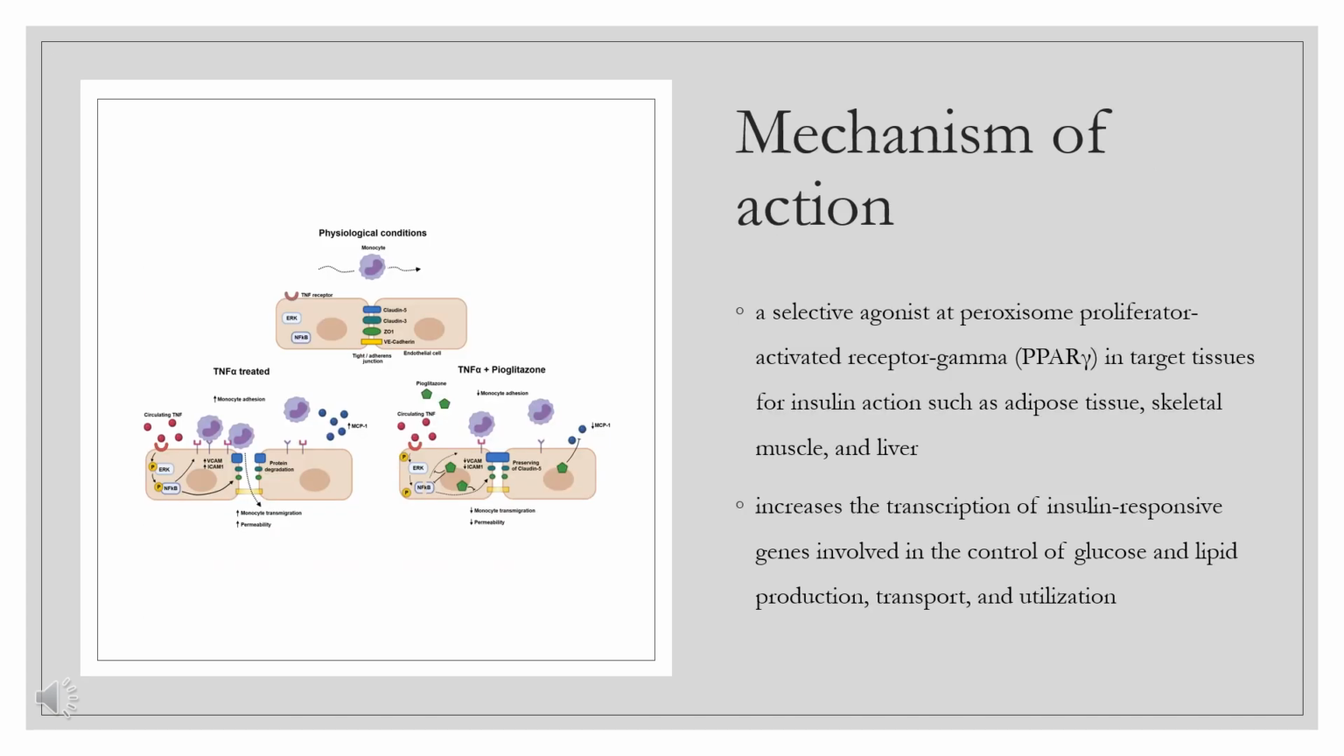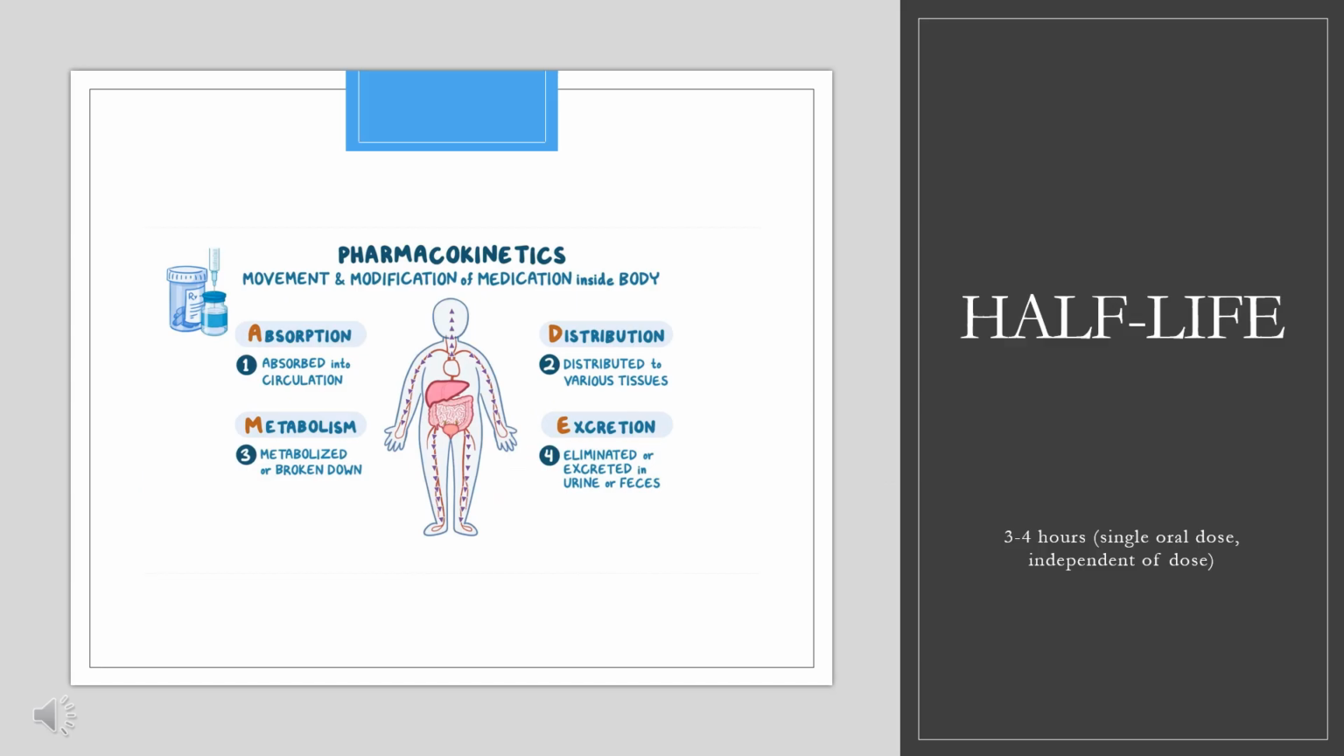Mechanism of action. Rosiglitazone acts as a highly selective and potent agonist at peroxisome proliferator-activated receptors, PPAR, in target tissues for insulin action such as adipose tissue, skeletal muscle, and liver. Activation of PPAR gamma receptors regulates the transcription of insulin-responsive genes involved in the control of glucose production, transport, and utilization. In this way, rosiglitazone enhances tissue sensitivity to insulin. Half-life: 3 to 4 hours, single oral dose, independent of dose.